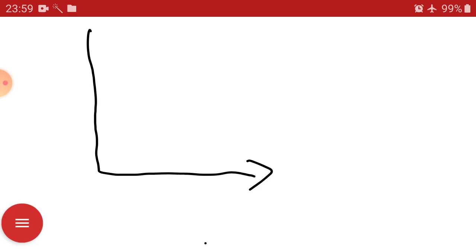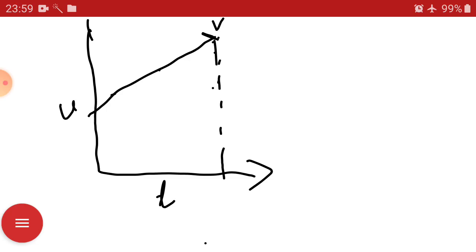So the object, suppose, starts from initial speed u and reaches a final speed v, and this change in speed occurs in time duration t. Now let us draw a perpendicular from u. Okay, now the total height is v. From here to here the height is v.